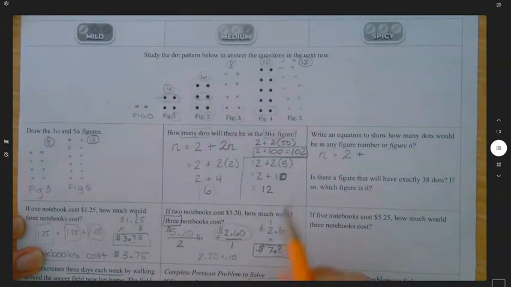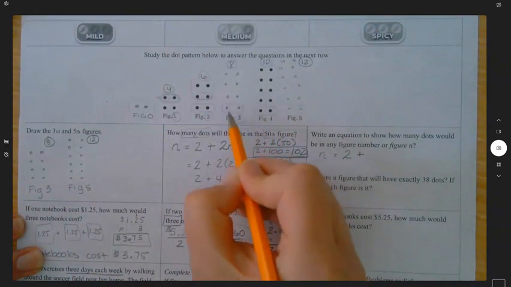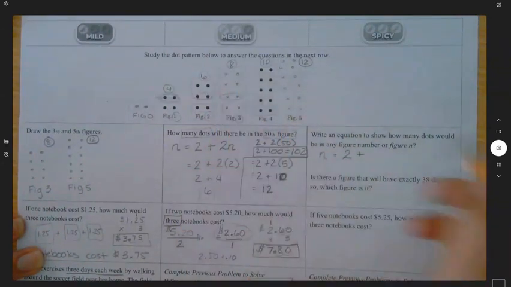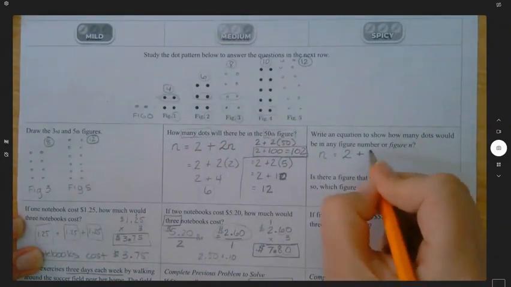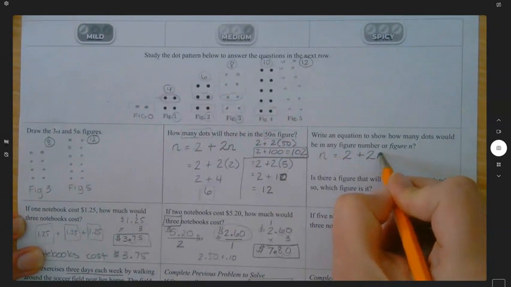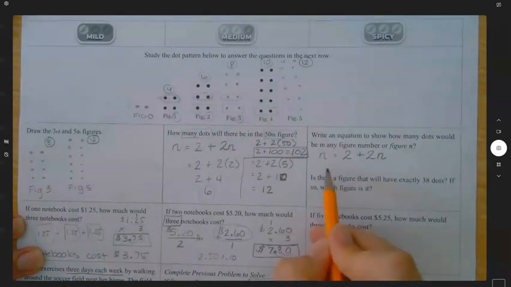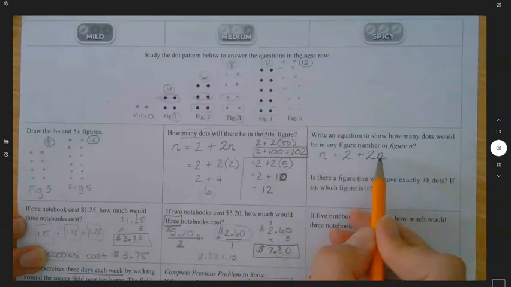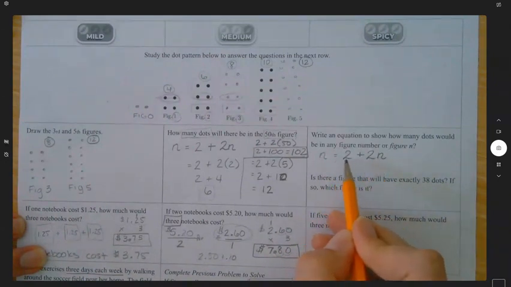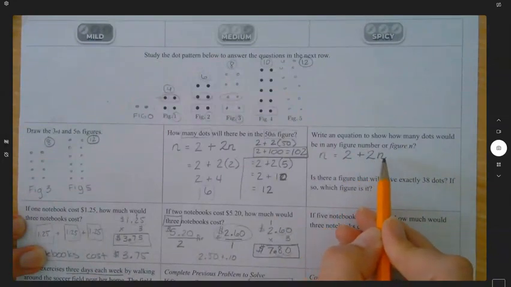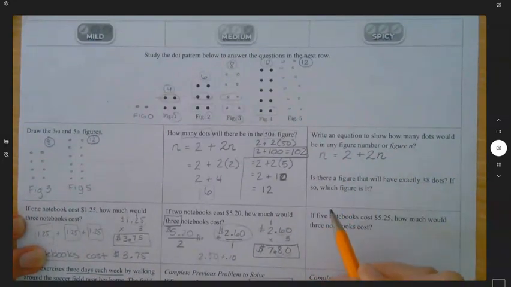So 2 sets of 2. Here I'm adding sets of 2, but I'm adding 3 sets of 3. So how we would show that in here is 2 in each set of the figure number n. So our equation to figure out any figure number amount of dots would be 2, which is our base number, plus 2 times whatever the figure number is.